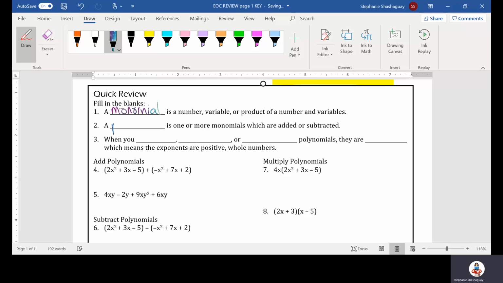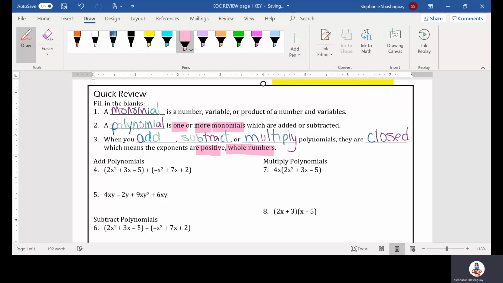A polynomial is one or more monomials which are added or subtracted. When you add, subtract, or multiply polynomials, they are closed, which means the exponents are positive whole numbers.